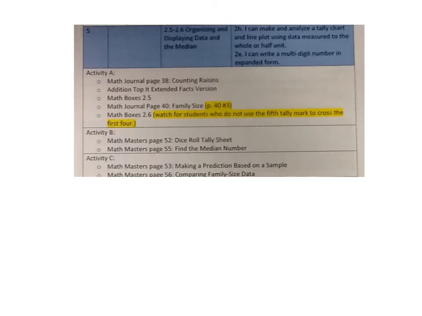Turn now to your learning journey sheet. Mark down today's date, 10-8. Notice our learning targets are on the side. Today, you already did Math Journal page 38, counting raisins, so fill in the bubble. You'll then do Addition Topic, the extended facts version. Then go to Math Box 2.5.